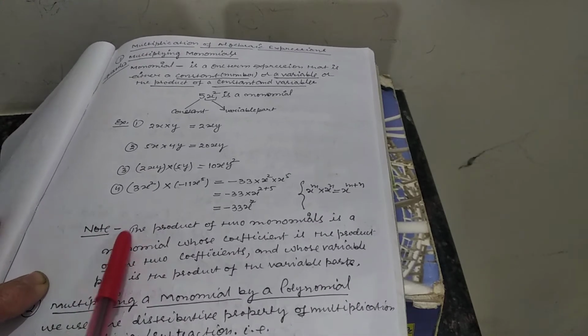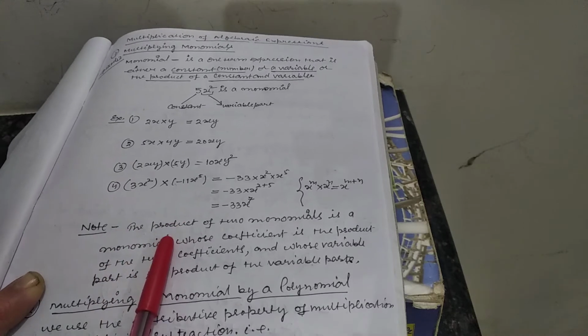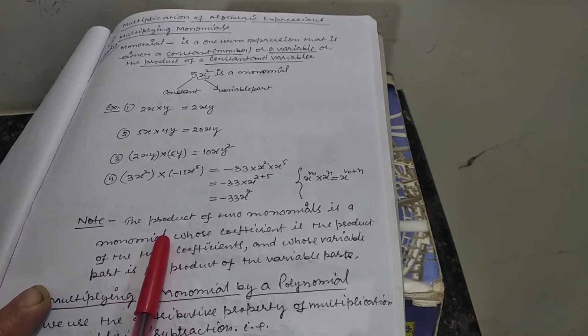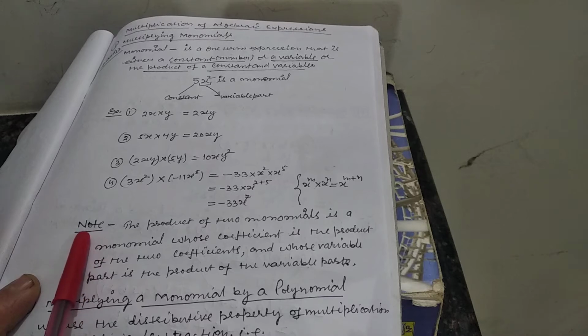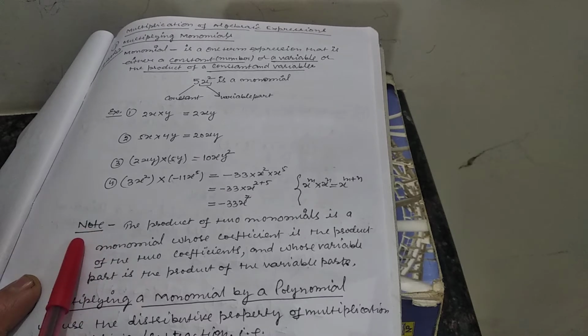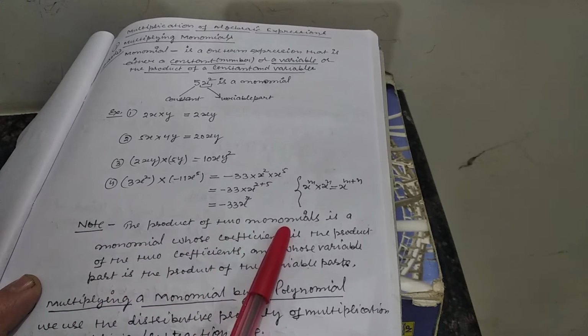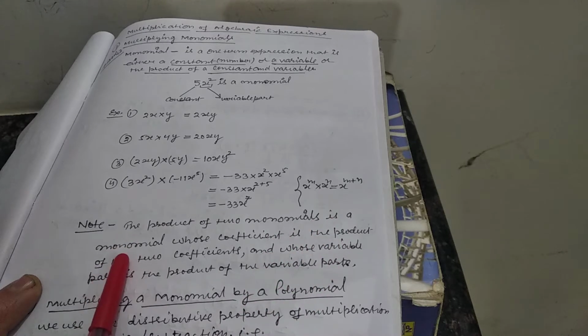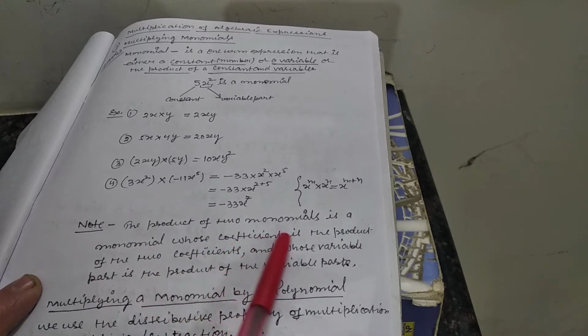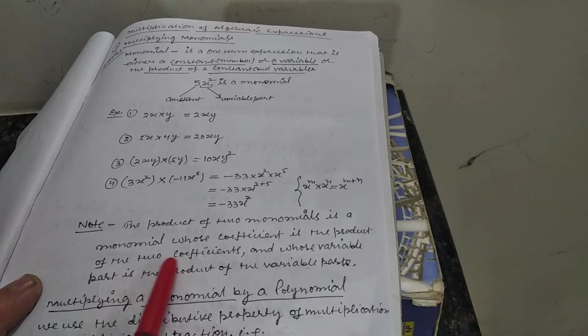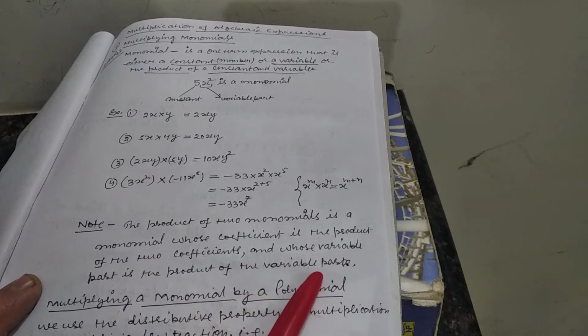Now we will draw an important conclusion over here, that is given in the form of a note, that the product of two monomials is a monomial whose coefficient is the product of the two coefficients and whose variable part is the product of the variable parts.